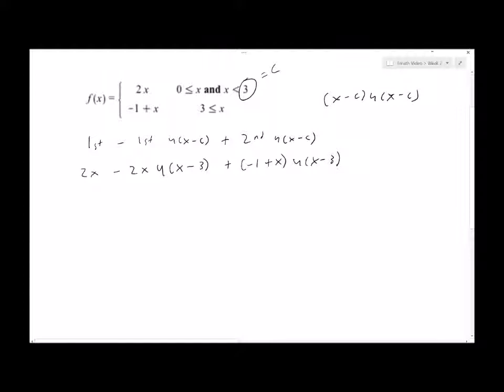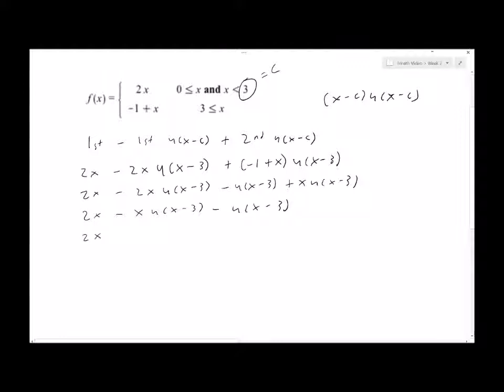So first, let's just distribute and combine like terms, because it will probably make our life easier. So minus 2x u of x minus 3 minus u of x minus 3 plus x u of x minus 3, or 2x minus x u of x minus 3, because those combine, minus u of x minus 3. Now remember, we need it in the form of x minus c to be able to do it.